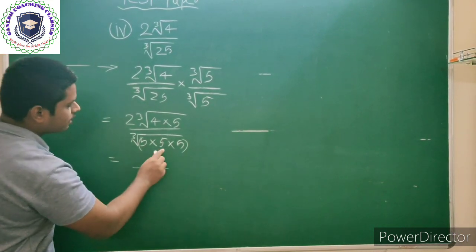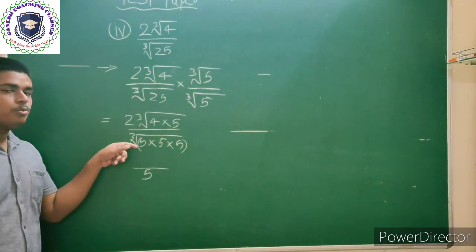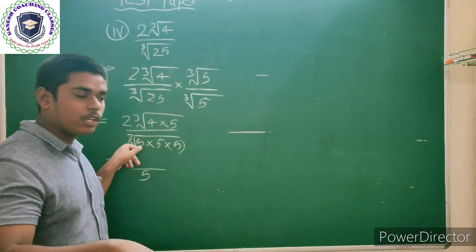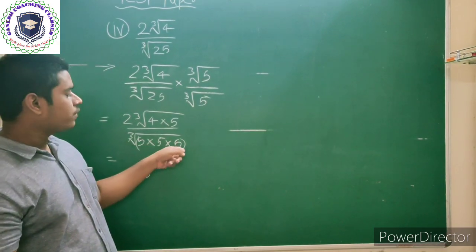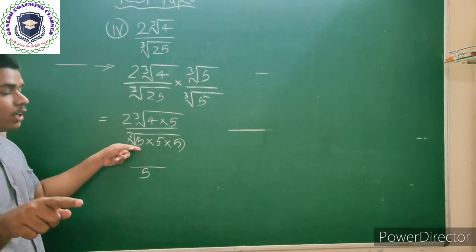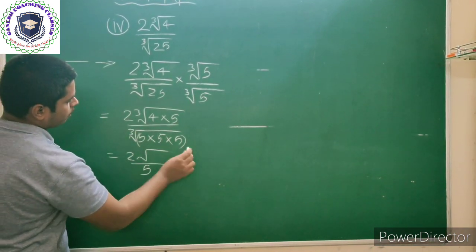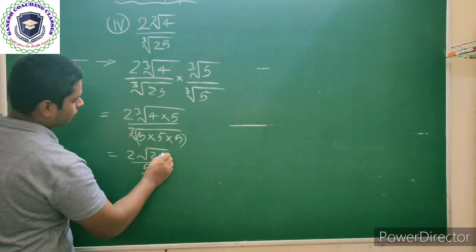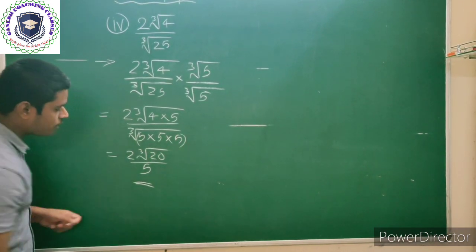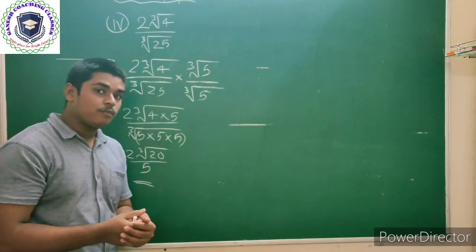These 3 numbers become a single number here. So we get the cube root of 125, because 5 times 5 is 25, and 25 times 5 is 125. The cube root of 125 is 5. In the numerator, 4 times 5 is 20. So we got the final answer, that is 2 into cube root of 20 upon 5.